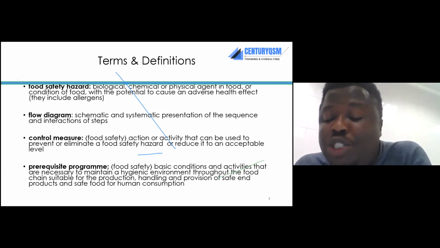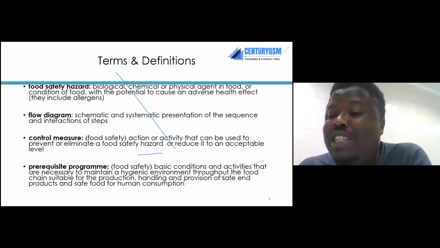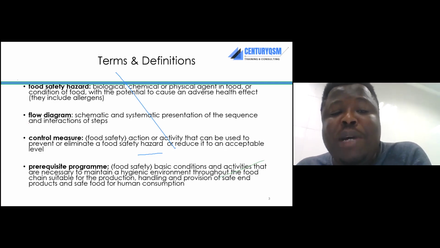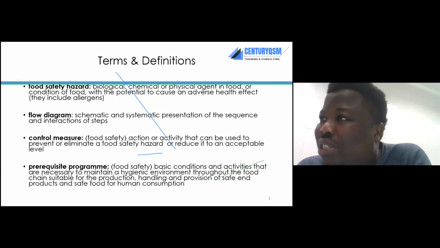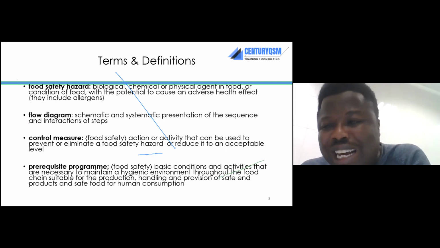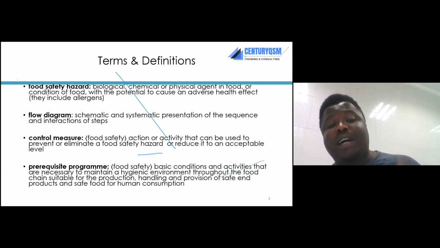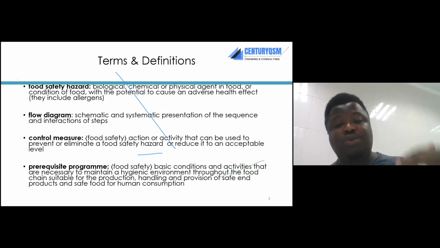So a flow diagram is a schematic flow representing your process. Then there's a term you call control measure. Control measures are just those actions or activities that you put in place that can prevent or eliminate food safety hazards. Mind you, when we're talking about hazards, we're talking about biological, chemical, and physical hazards.